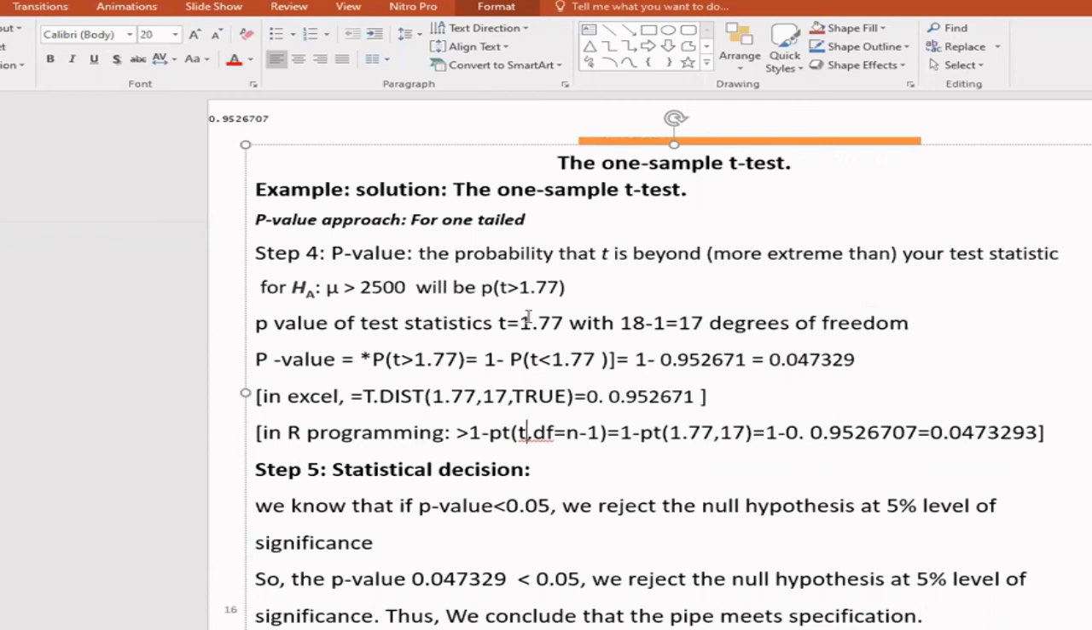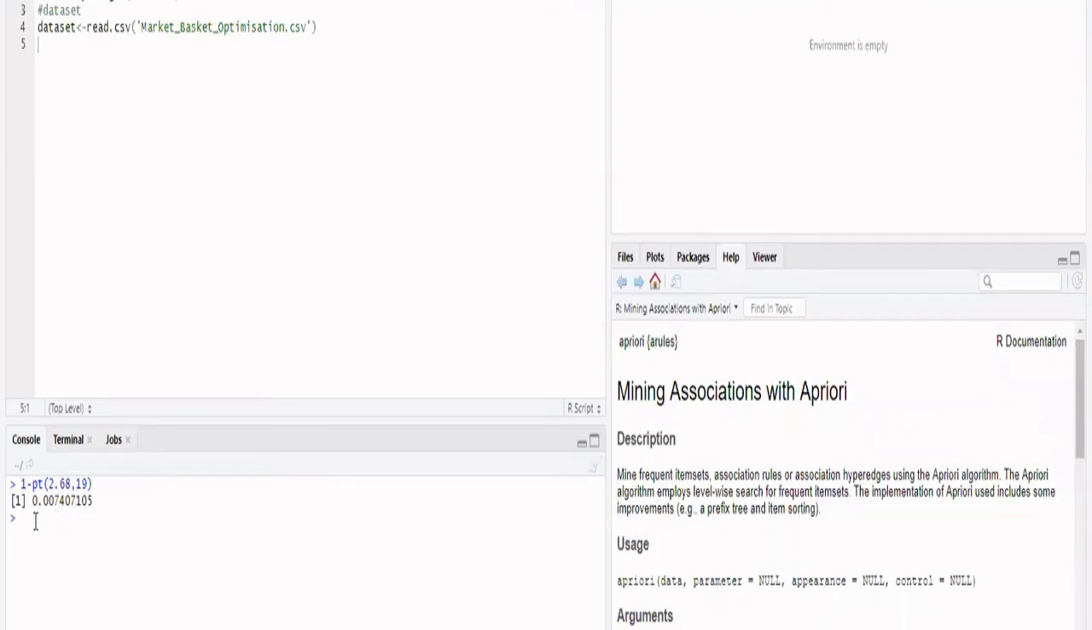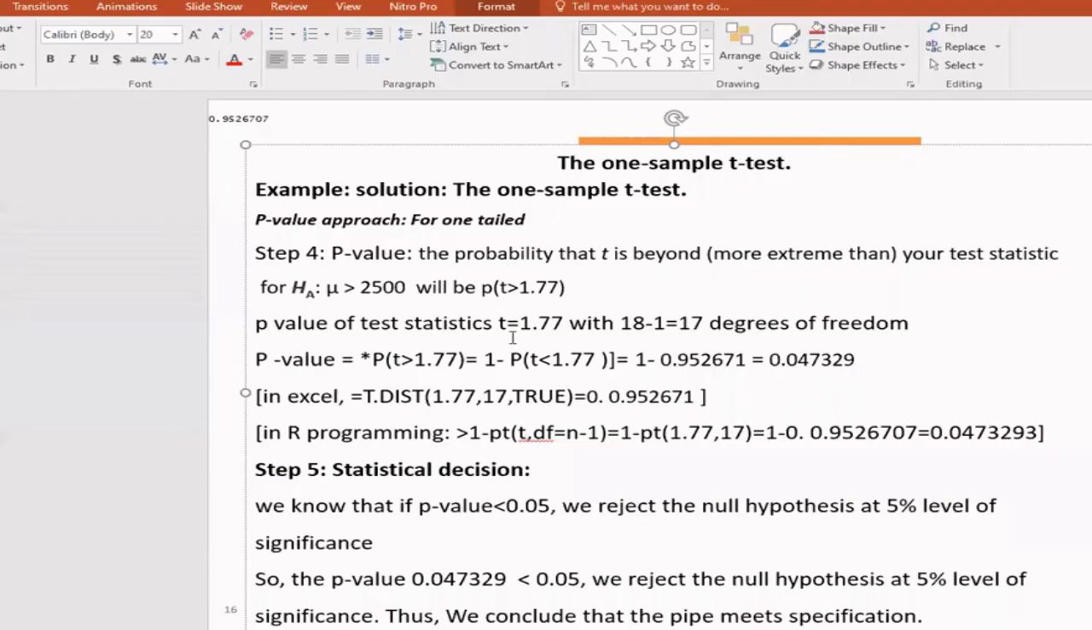Let us test it in R programming. First, we use 1 minus pt, where pt is the probability of the t distribution, the value is 1.77, the test statistic, and degrees of freedom 17. You get 0.0473, the same as the Excel value. Now if we go to our slide, for R programming or Excel, we get the p-value of 0.047, which is less than 0.05.